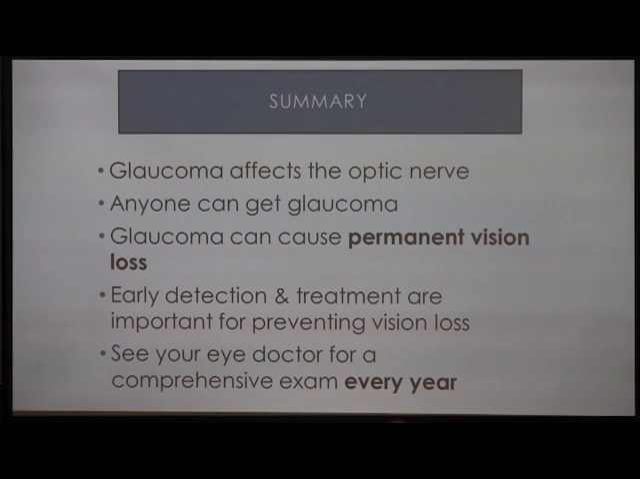So as we talked about, glaucoma affects the optic nerve, which is the nerve that sends the signal back to the brain. Anyone can get glaucoma. There are some who have more risk factors, and unfortunately, from what we know right now, there's nothing you can do to prevent it. It's more just about the structure and what your body's doing. Unfortunately, glaucoma can cause permanent vision loss, but if you're getting comprehensive eye exams yearly, we'll be able to monitor and catch it early.